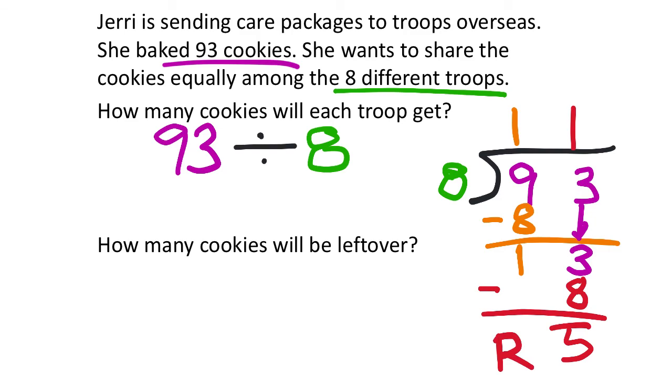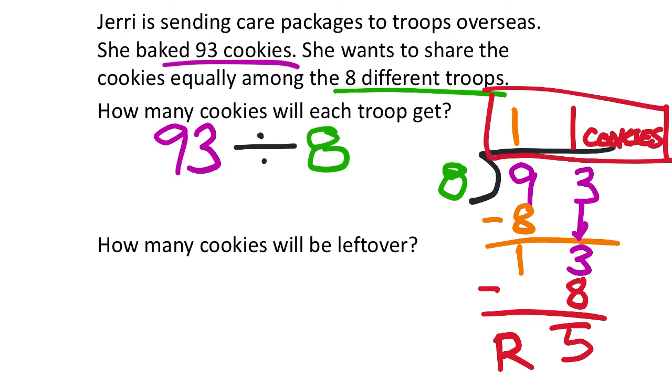So how many cookies will each troop get? 11 cookies. It's 11. And the remainder 5, that's how many cookies will be left over. 5 cookies left over.